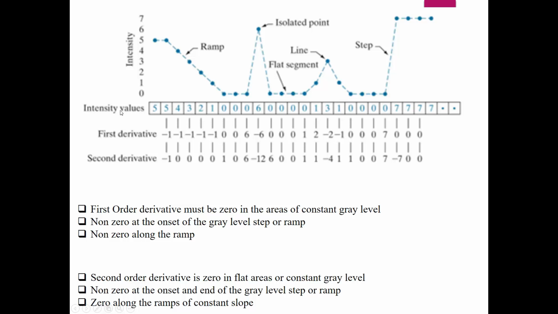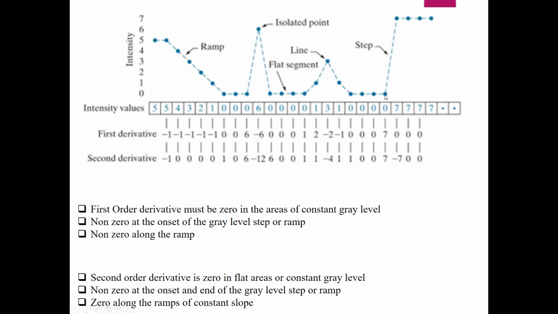Now, if we apply a second derivative on this one, the second derivative is 0 in the flat areas or constant gray level. So this one is a flat area or constant gray level, and we are going to get a 0 response here. Now, it is non-zero at the onset and end of the gray level step or ramp. You can see here that at the onset of the ramp it is non-zero. Similarly, at the end of the ramp it is non-zero.